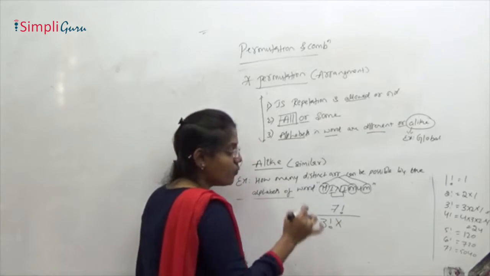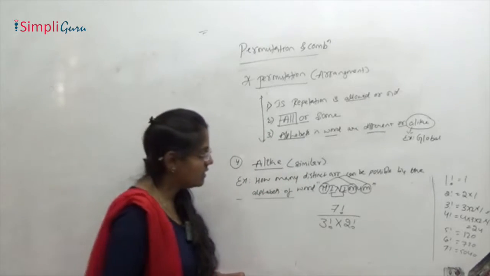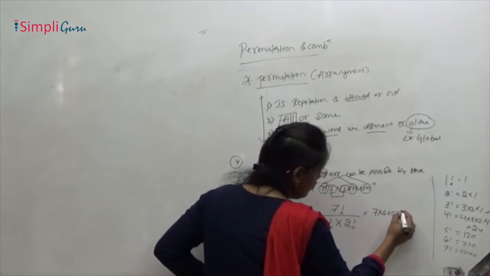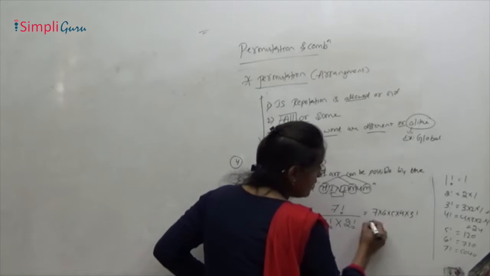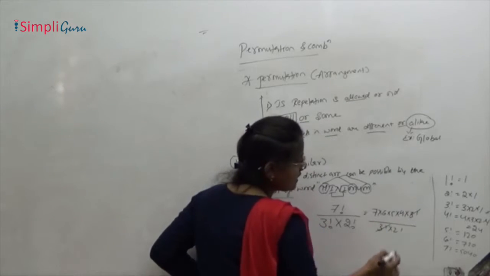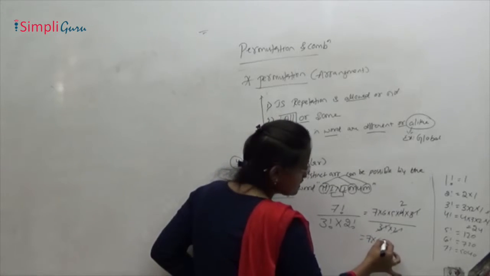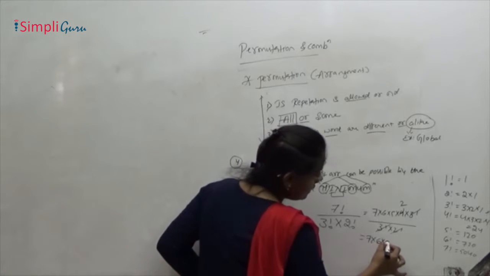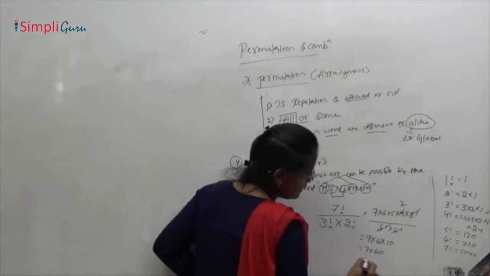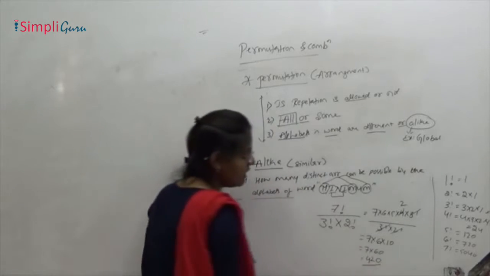How many I's are there? 1 I, but it is repeating twice, so it is 2 factorial. Do the simplification: 7 into 6 into 5 into 4 into 3 factorial divided by 3 factorial into 2 factorial. 3 factorial gets cancelled. 2 ones are 2, 2 twos are 4. So our answer will be 7 into 6 into 5 is 210, 210 into 2 is 420. 420 will be your answer.